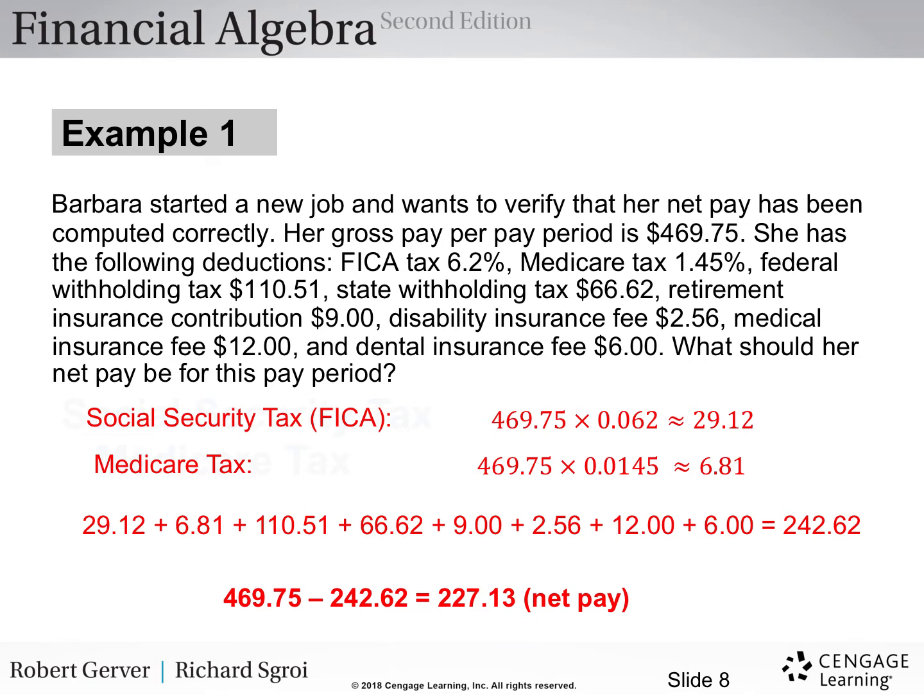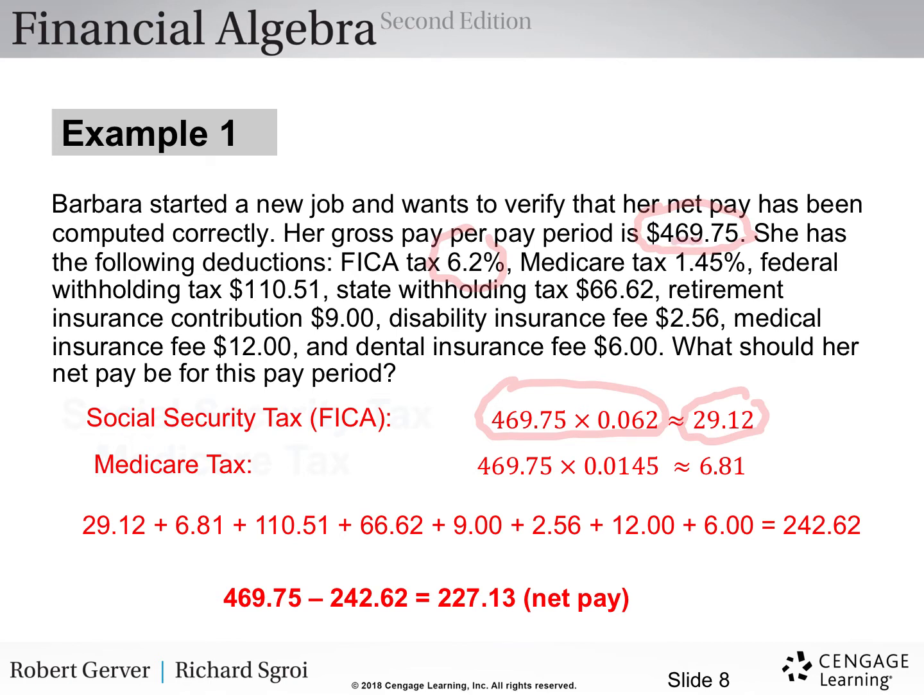All right, so let's calculate this out. We know that her gross pay is $469.75. She has the following deductions. FICA, 6.2%. So we multiply $469.75 times 0.062, and that gives you $29.12. Next, we look at her Medicare tax.